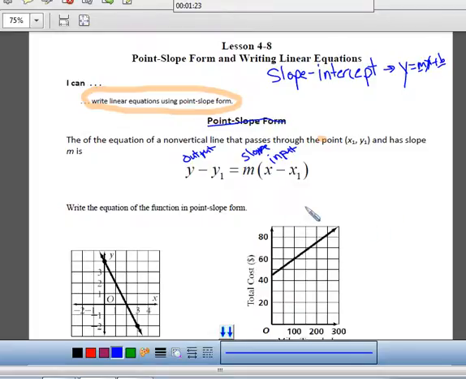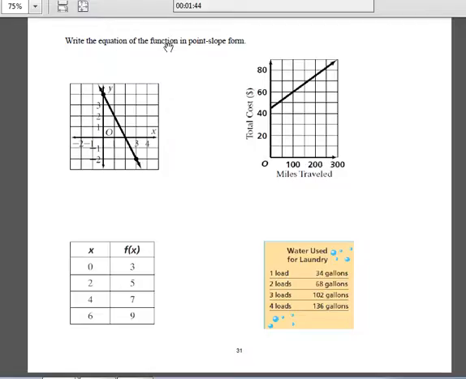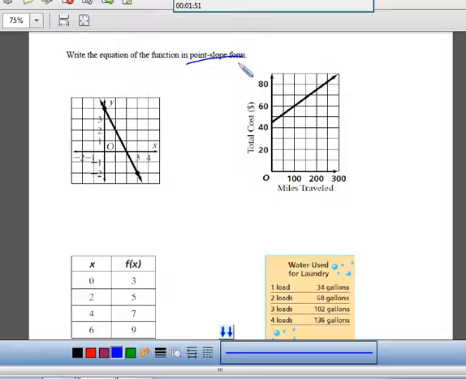Alright, so we've got some examples on this page, and we're going to take a look at a couple of these. Write the equation of the function in point slope form. Now we will actually convert one or two of these to slope-intercept form, but not all of them. So we have this first one here, and I've got a couple of points: the point 0, 4, and also this point here, which is 3, negative 2.